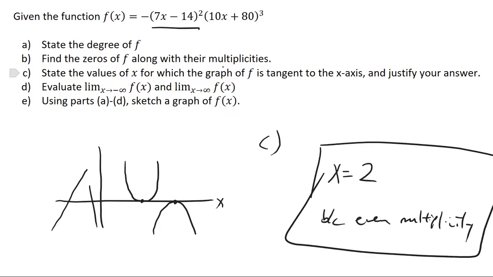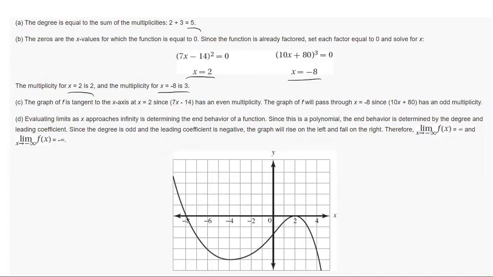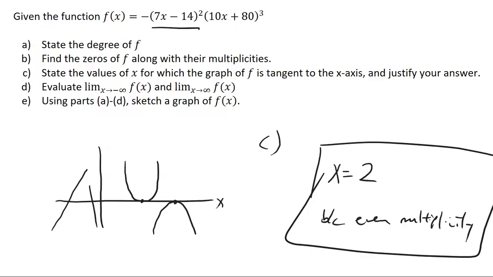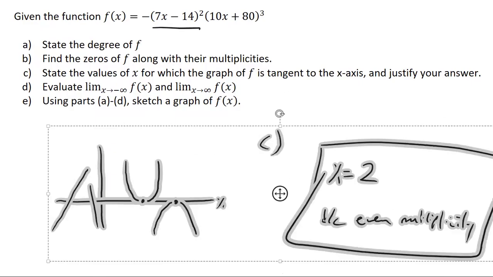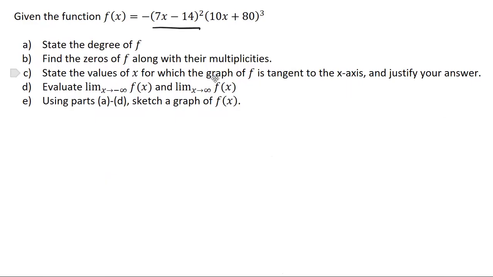Okay, let's see what the answer said. X is equal to 2, even multiplicity. There we go. Okay. Cool. So far I'm approaching it pretty much the exact same way as the posted solution is. Okay, evaluate the limit as x approaches negative infinity and the limit as x approaches infinity. Okay, this is hopefully simple enough.